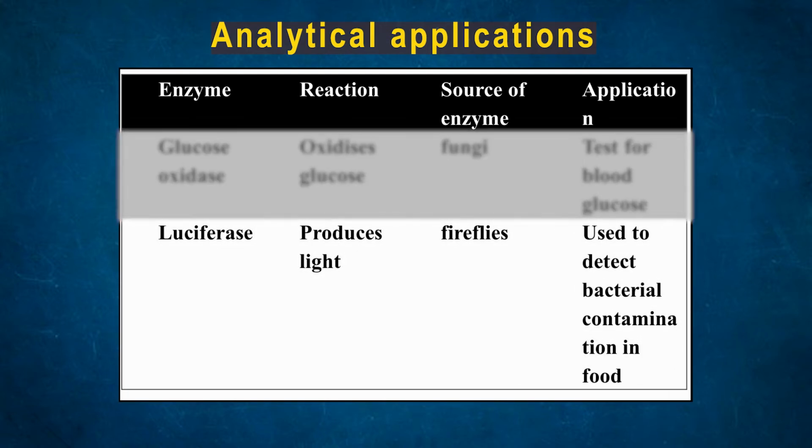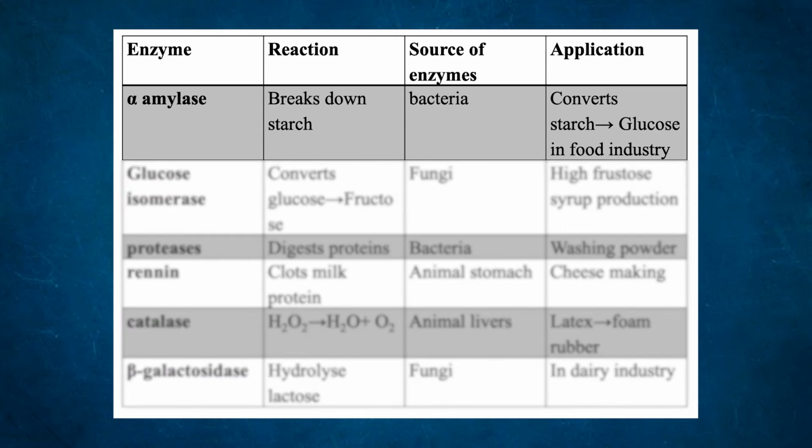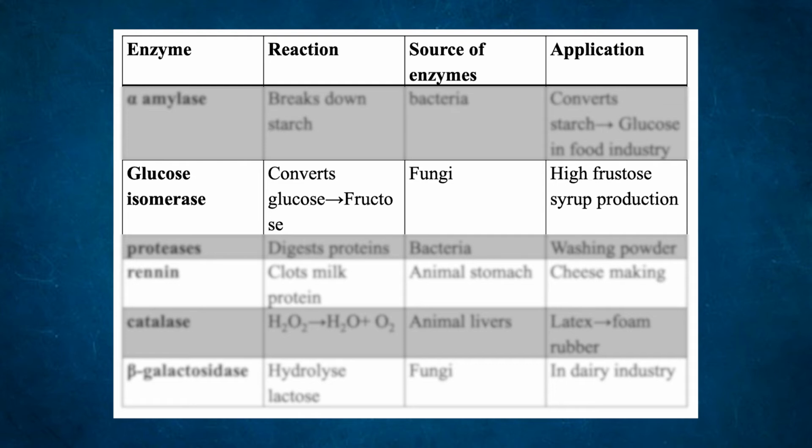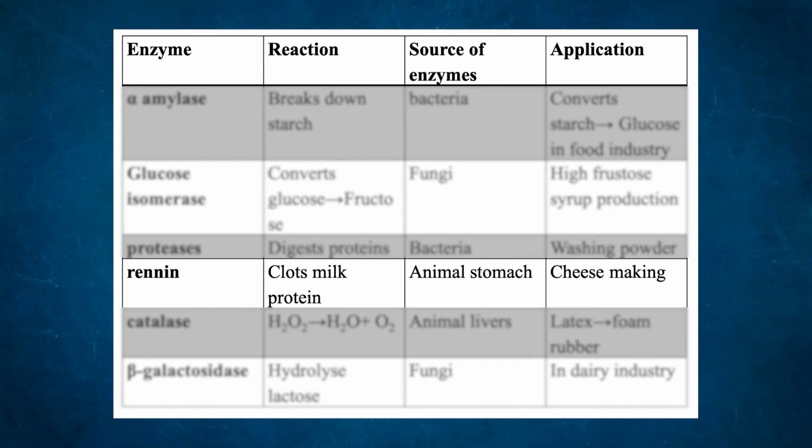Luciferase produces light. It is obtained from fireflies and used to detect bacterial contamination in food material. Other applications: alpha amylase breaks down starch. The source is bacteria, and it converts starch to glucose, needed for the food industry. Glucose isomerase converts glucose to fructose. The source is fungi. It is needed for high fructose syrup production. Proteases digest protein. The source is bacteria, and they are needed in washing powder. Renin clots milk protein. The source is animal stomach, and it is needed for cheese making.